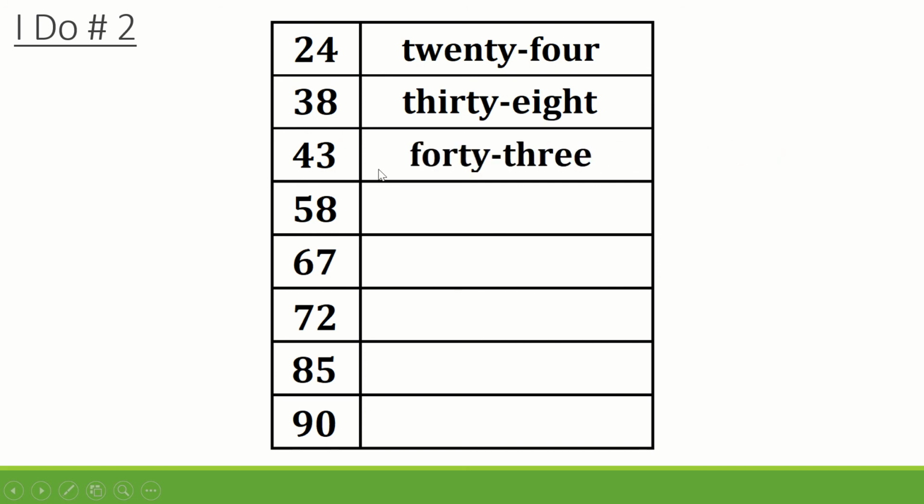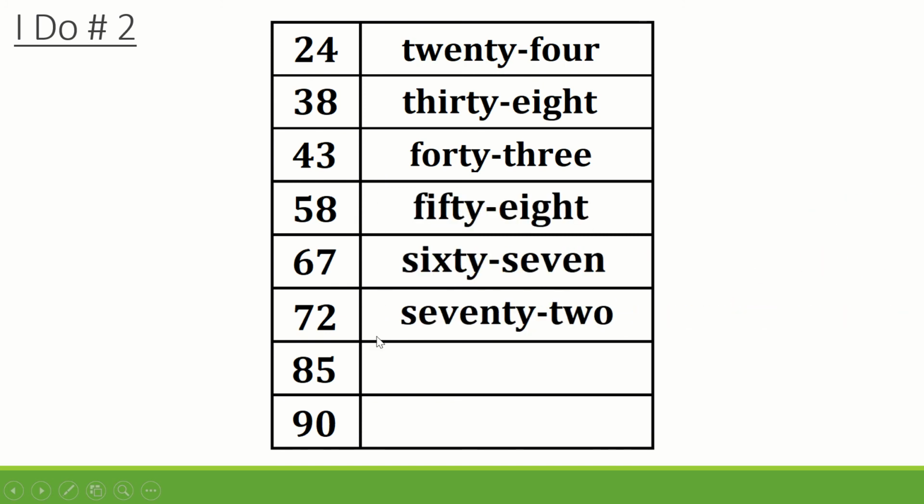Next we have 43, 58, 67, 72, 85, and finally just 90. And I say just 90 because there is no hyphen and there's nothing that follows that 90, because our digit in the ones place is not a digit of value, so we do not need to write anything to represent that there is nothing there.